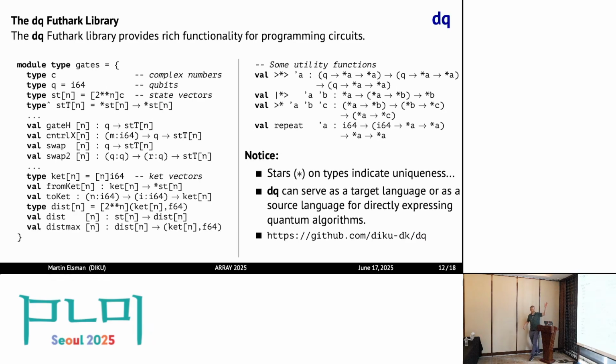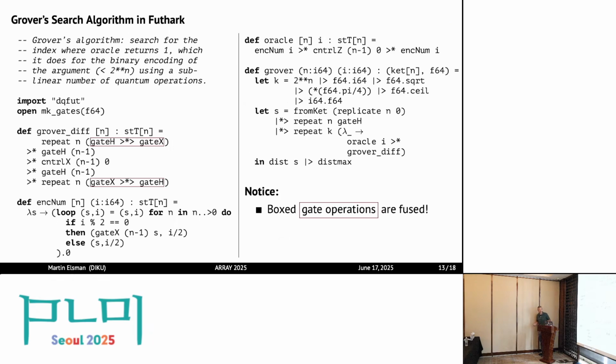Here's a Futhark library for gates that you can write. You can see the various gates here. I won't go into much detail due to time, but there are various gate operations and so on. We can express various algorithms. Here's Grover's algorithm in Futhark specified using this gate library. We see here that there are some operations, gate H and then gate X applied just after. Those are fused in the implementation using map fusion.